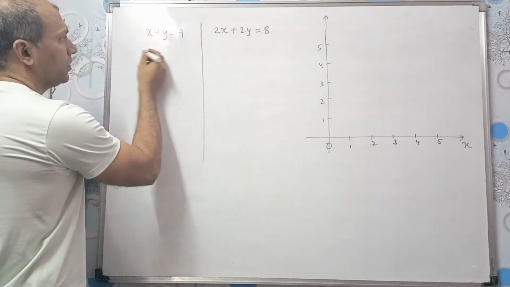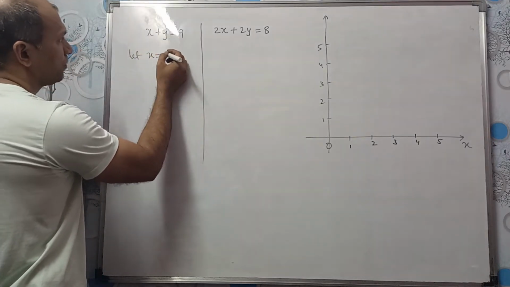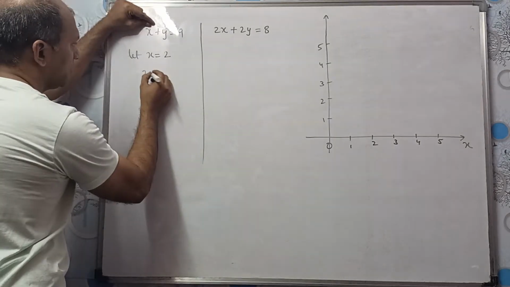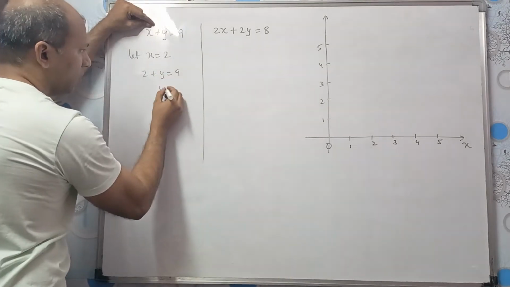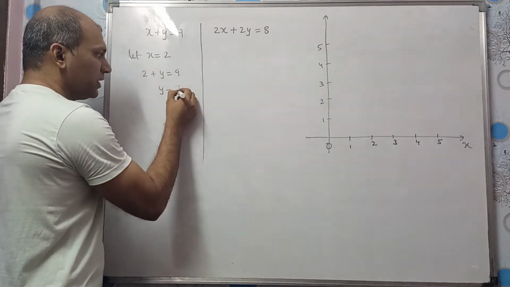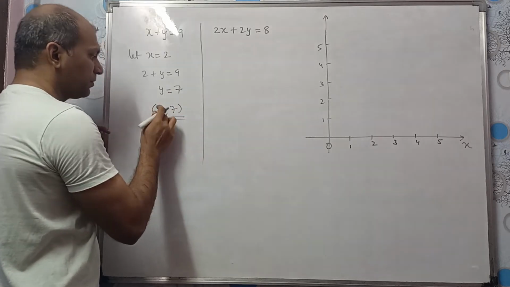Now x plus y is equal to 9. So let us take x is equal to some 2. If you take x is equal to 2, what will be the value of y? You see, 2 plus y is equal to 9. Y will be, 2 goes on the other side, becomes minus, right? So 9 minus 2, it will be equal to 7. So 2 comma 7 is the first solution.